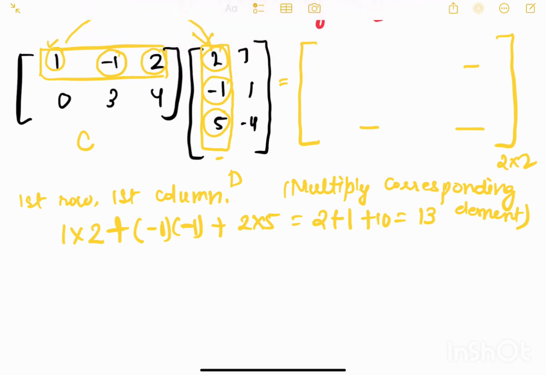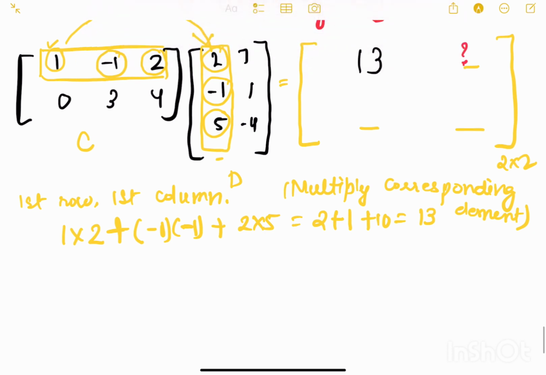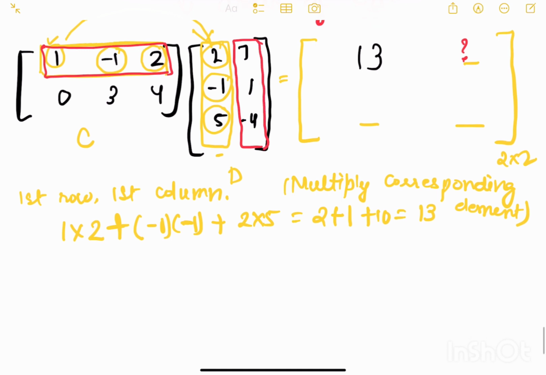So the value which we have just calculated is my first element. Okay. Now what about my second element? Now what we will do is focus again on the first row of my matrix C and just pick up the second column of my matrix D. Okay. Now what will it be?